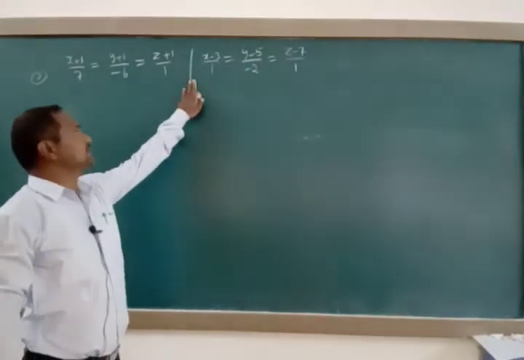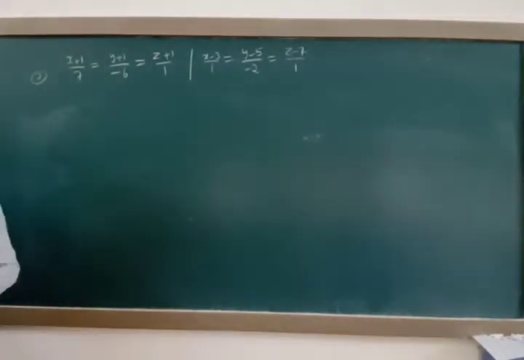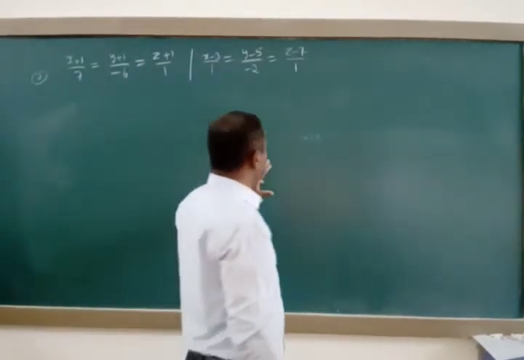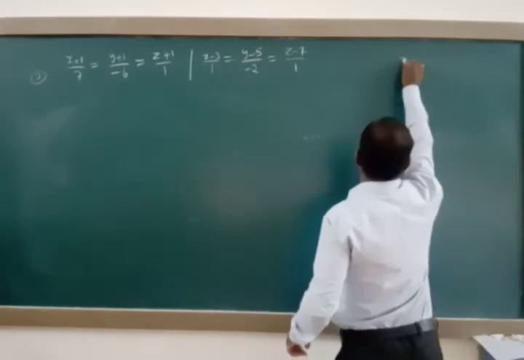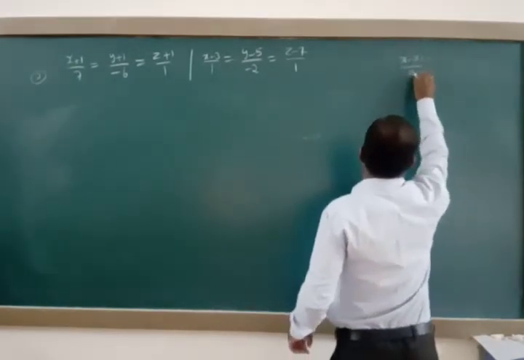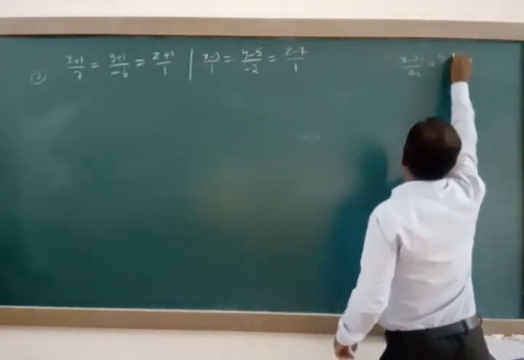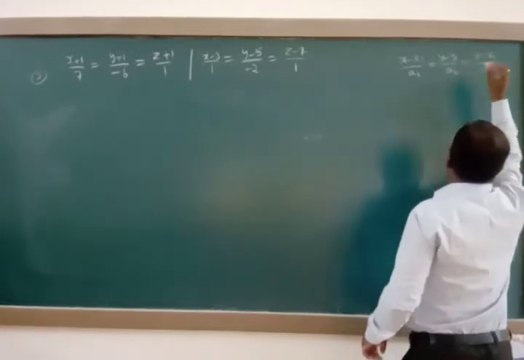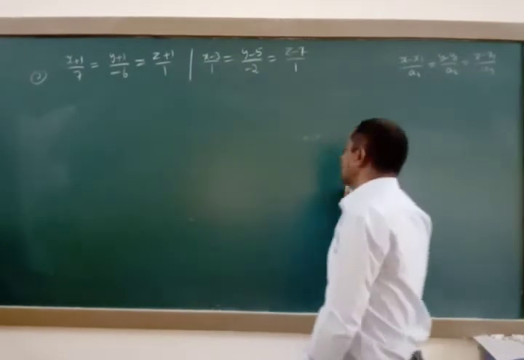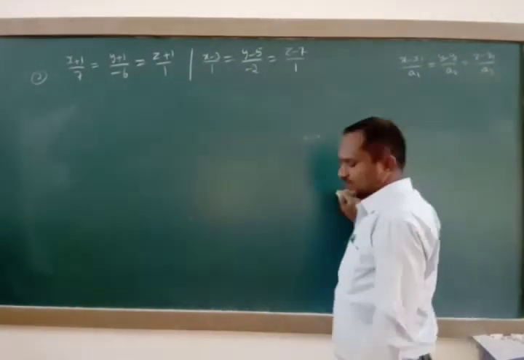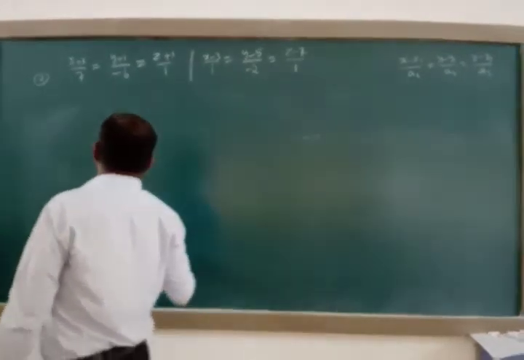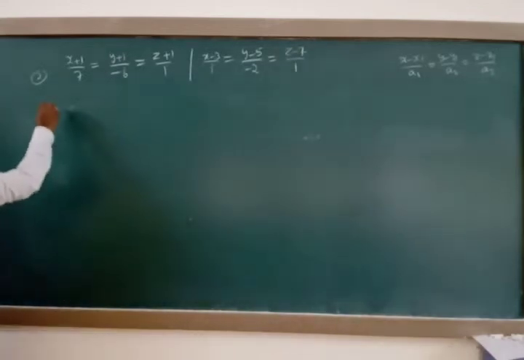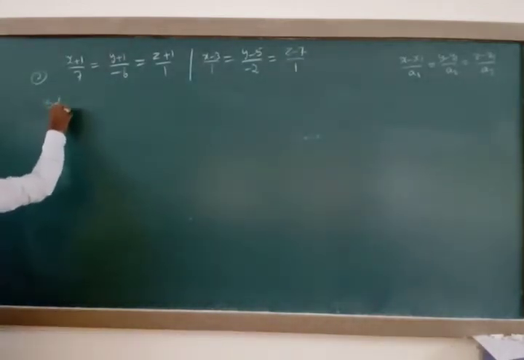Before this they gave lines in vector forms. Here they are giving them in Cartesian forms. When they give Cartesian forms, as I already told, we must convert these two lines into this form, that is x minus x1 by a1, y minus y1 by a2, z minus z1 by a3. This is the standard form of the equation of a line in three-dimensional geometry. Now we must check whether those lines are in that form or not. Let us start the solution for these lines here.